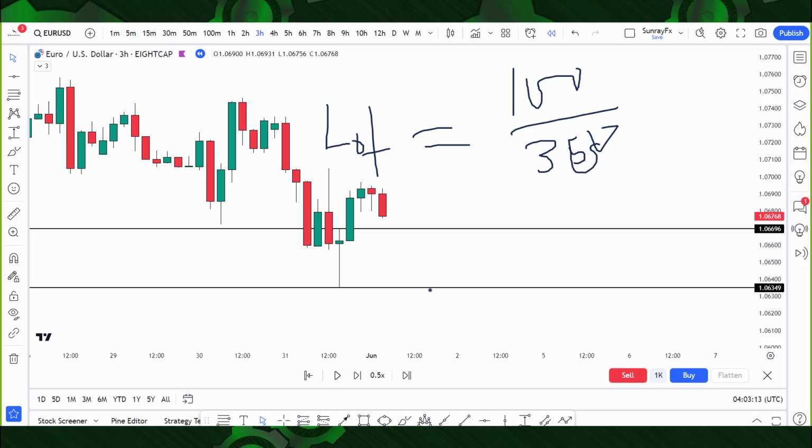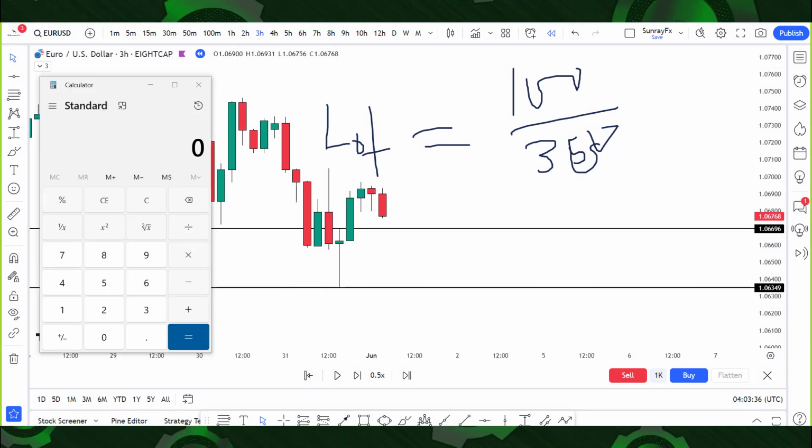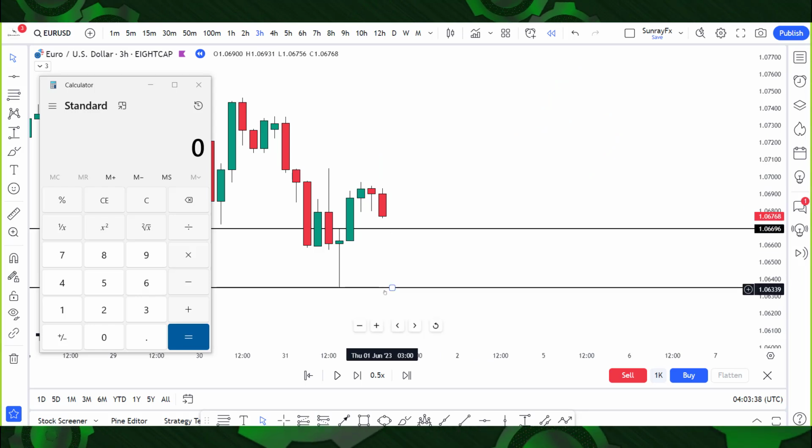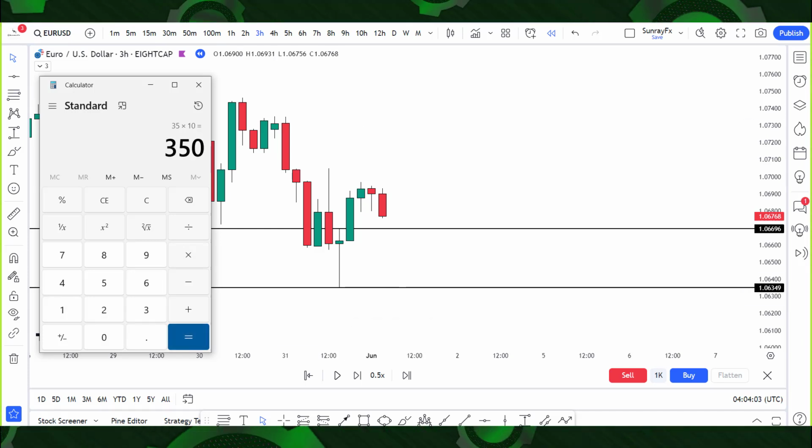Let me just quickly do the calculation. So this is the calculator right here. How do I get 350? In my calculation, I showed you that you are risking 35 pips. So 35 pips multiplied by the pip value of EUR/USD. Pip value is the amount of a pip in money, and it's very constant. On major pairs, many of them are 10. So in the case of EUR/USD it is 10. So 35 times 10 makes 350. So you put that 350 right here.